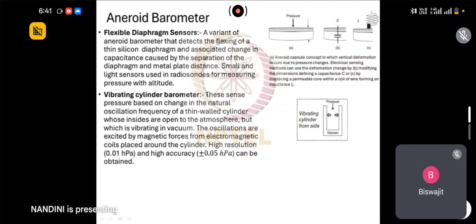The cylinder has two layers, as you can see here. Between the walls, this is vacuum. So this is the cylinder as such. Between the cylinder layers is vacuum, and this is the inside of the cylinder, which is open to the external atmospheric pressure.